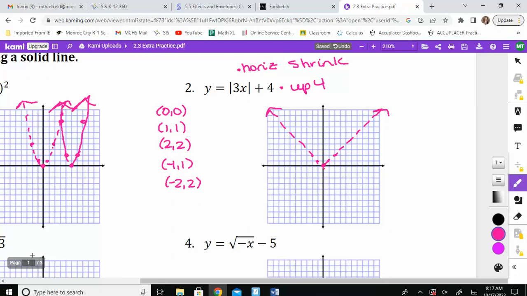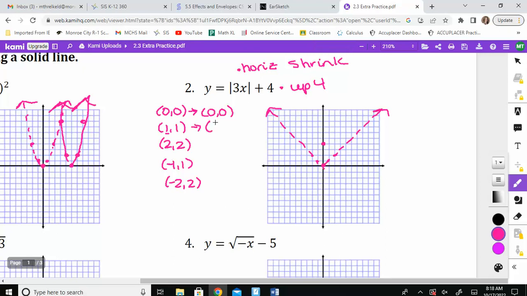When I look at these, that 3, is it changing my X or my Y? The X. And it does the opposite of what it says. So it's saying X times 3, so I will take my X and divide by 3. So 0, 0 won't go anywhere. But then I have to move it up 4.